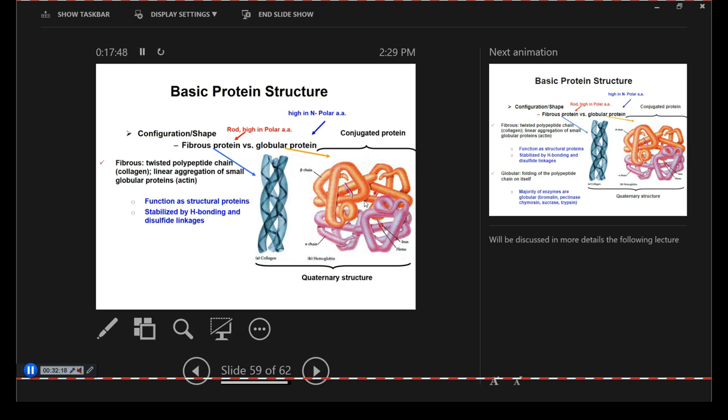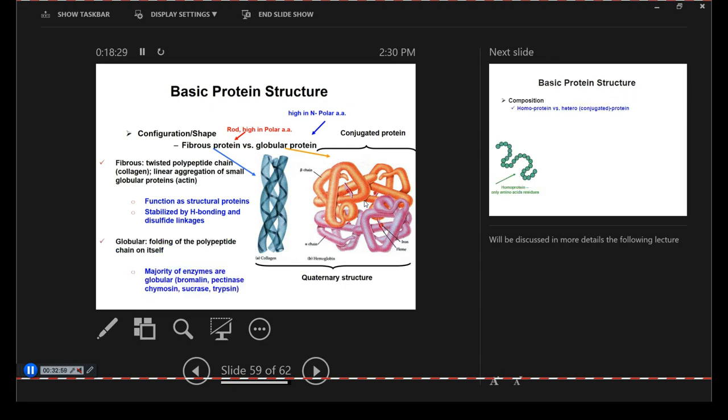So, collagen is a twisted polypeptide chain, three chains that are twisted, whereas actin is a fibrous protein, but it is a linear aggregation of small globular proteins. So it forms kind of a fibrous structure, however, it is a compilation of small globular proteins aggregated in a linear fashion. This type of protein is mostly structural, giving structure, whereas globular proteins have different functionalities. Here I'm giving you just one example: the majority of enzymes are globular proteins.